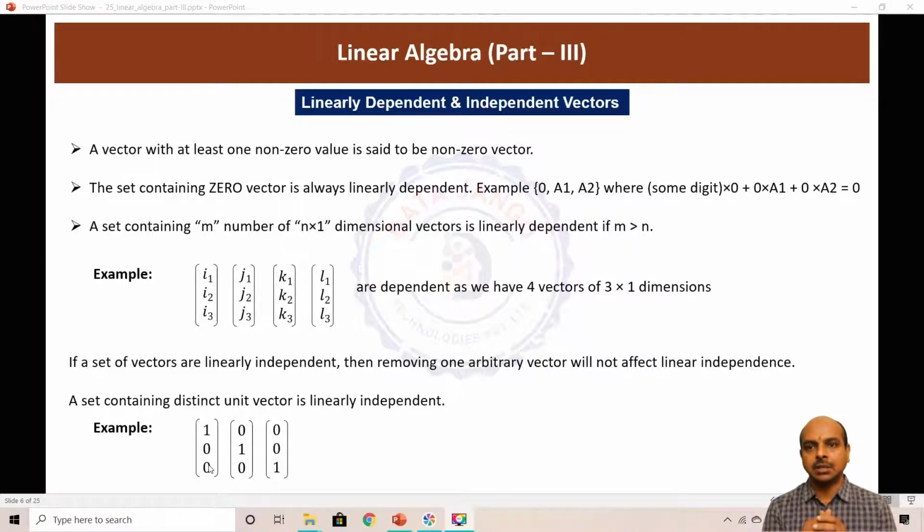And in the coming session, we will understand what the rank of a matrix is and how to calculate the rank of a matrix. In that session, we will understand how to solve equations using row reduction echelon form.